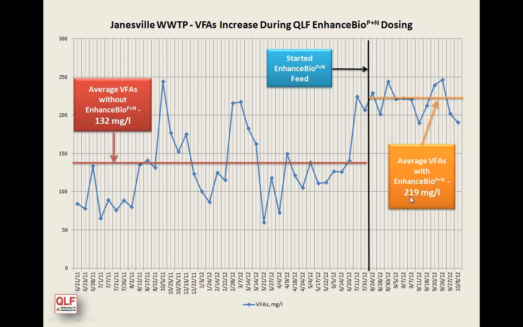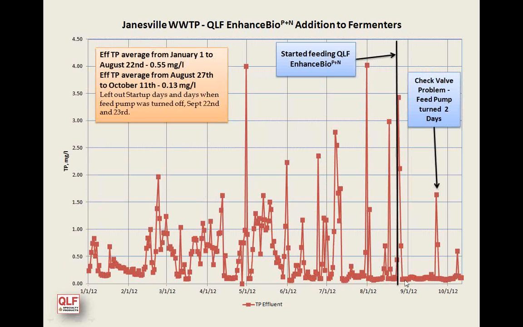They got 2 fermenters, and we ended up with 219 milligrams per liter of volatile fatty acids. That translated into more consistent effluent, full phosphorus in the effluent.